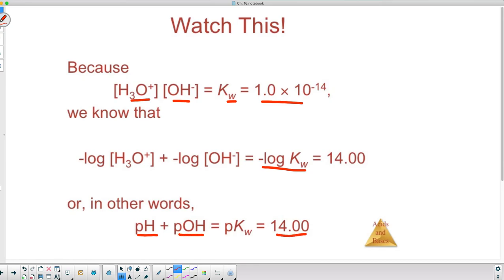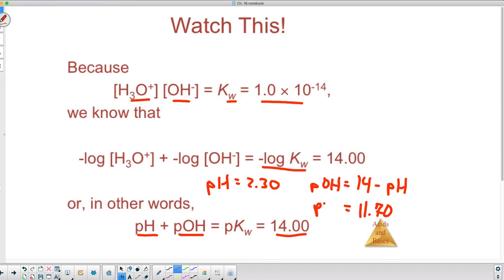So if we have a pH of 2.3, we can always find the pOH by taking 14 minus the pH value, which would be 11.70, what did I put there? 11.70 for my pOH. So just a simple subtraction problem. 14 minus the pH gives you the pOH. That's an easy way. So this is another very good equation to know and to write down.